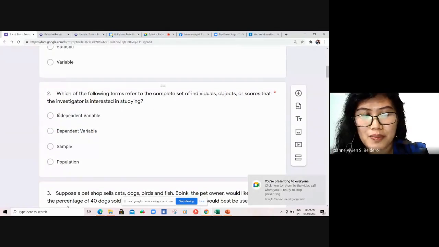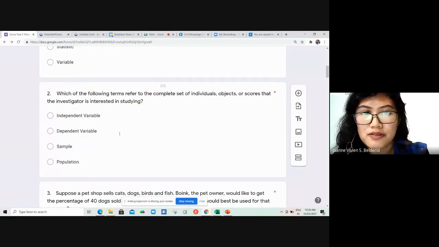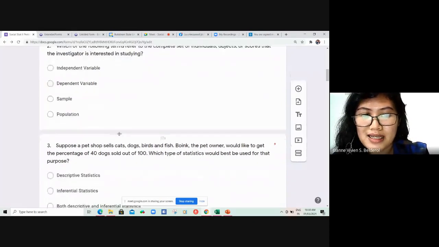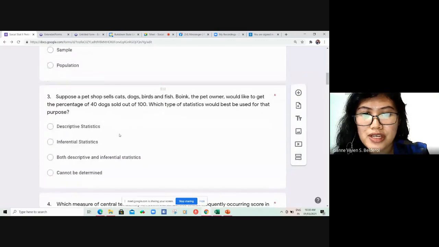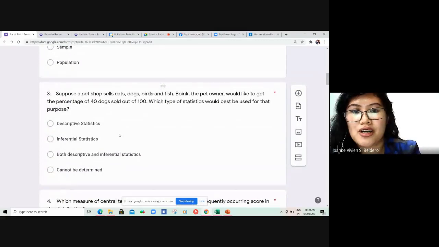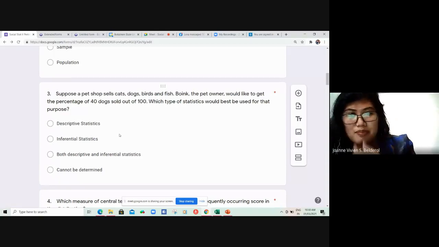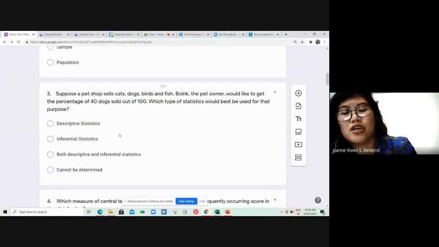Sige, balikan na to ang question. So, wala pa man din eh. The answer for number 2 is population. Next is we have number 3. Suppose a pet shop sells cats, dogs, birds, and fish. Boink, the pet owner would like to get the percentage of 40 dogs sold out of 100. Which type of statistics would best be used for that purpose?